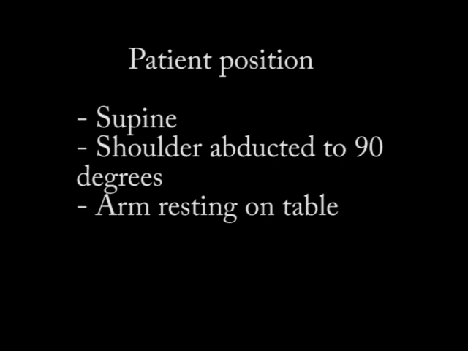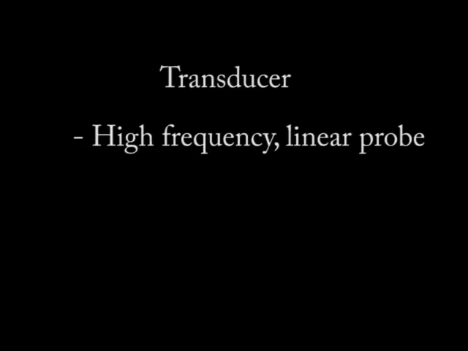With patient positioning, I have patients on their back. If they have no shoulder pain, I'll get their shoulder abducted to 90 degrees with their arm resting on the table with their palm flat against the surface of the table. For the transducer, if I can, I will use a high-frequency linear ultrasound probe, because I get the best resolution for superficial structures. So that's what I always use.